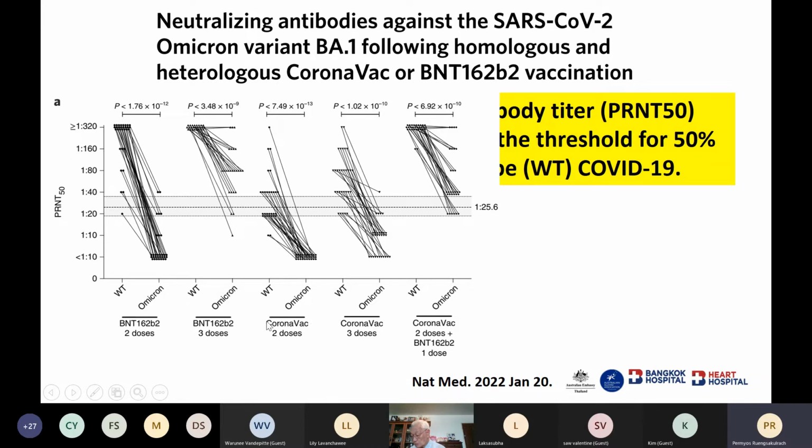If you have CoronaVac, CoronaVac is the Sinovac, I think. Sinovac, Sinopharm, the Chinese vaccine. Even if you got 2 doses, it's not enough to prevent an infection. Okay. If you got Sinovac 3 doses, the level of antibody is not enough. Okay. But if you have Sinovac 2 doses and you boost it with the Pfizer 1 dose, you have a much better antibody level. Okay.